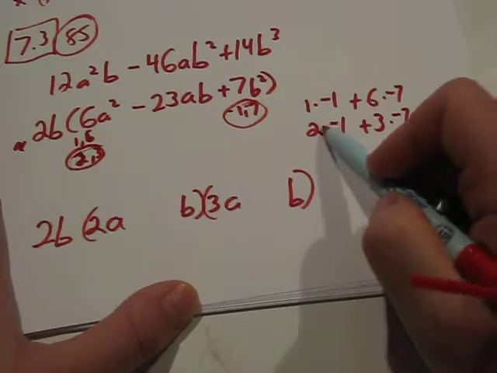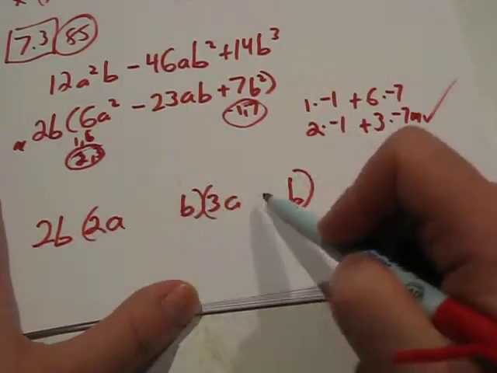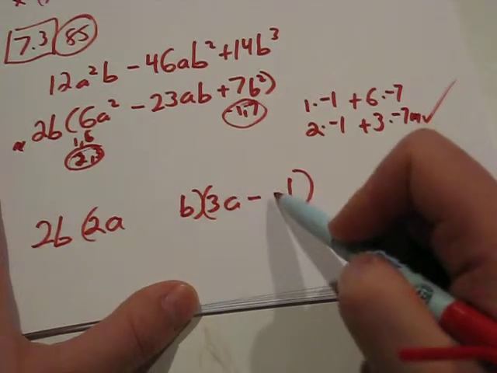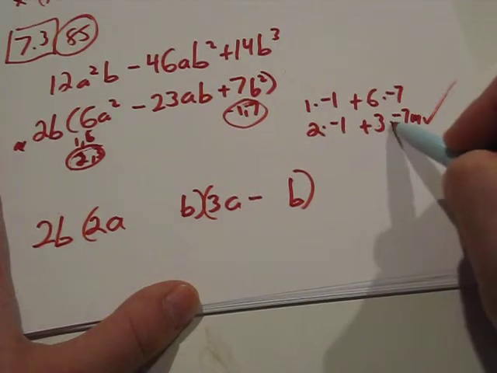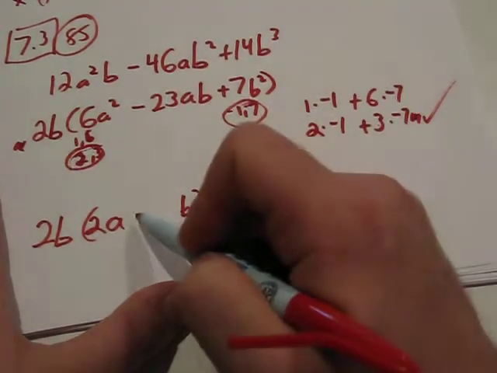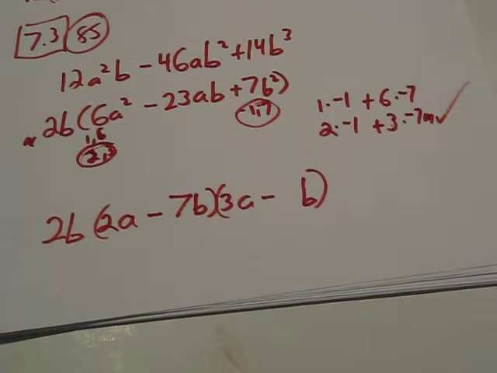The 2 has to be multiplied by the negative 1. If I put it in here, it will get added or subtracted, so I'm going to put the negative 1 over here. Notice I didn't write the 1. 1b is the same thing as b. Now 3 has to be multiplied by negative 7. This is going to be negative 7 right there. And that is your final factored answer.